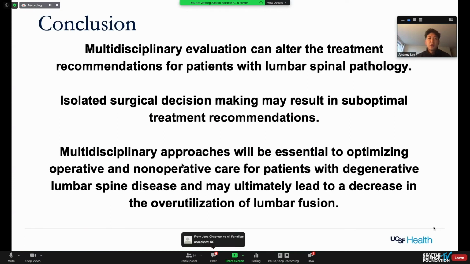In conclusion, multidisciplinary evaluation can alter the treatment recommendations for patients with lumbar spinal pathology. Isolated surgical decision-making may result in suboptimal treatment recommendations. Multidisciplinary approaches will be essential to optimizing operative and non-operative care for patients with degenerative lumbar spine disease and may ultimately lead to a decrease in the overutilization of lumbar fusion.